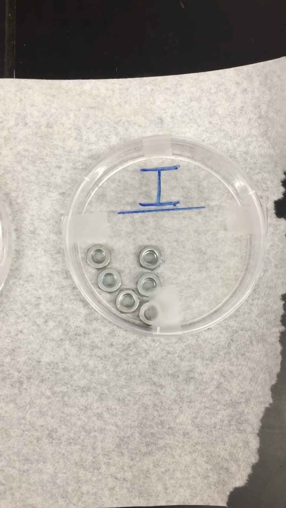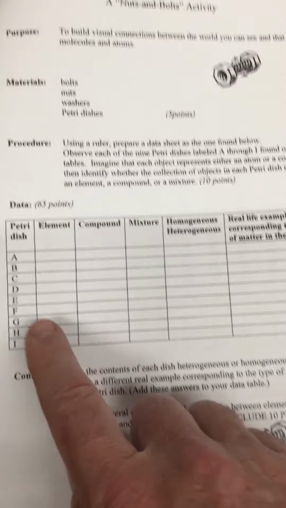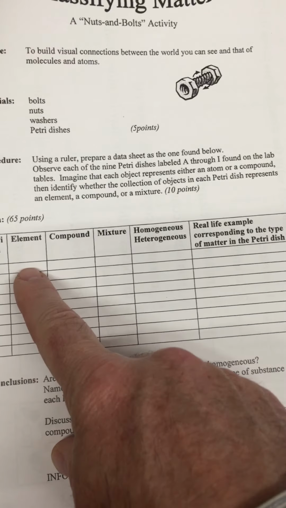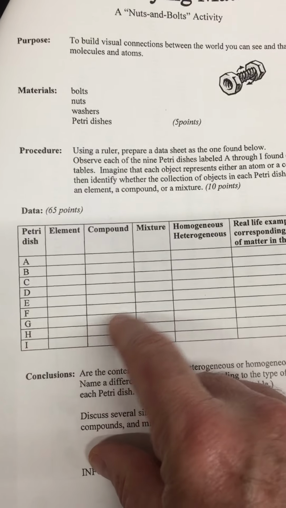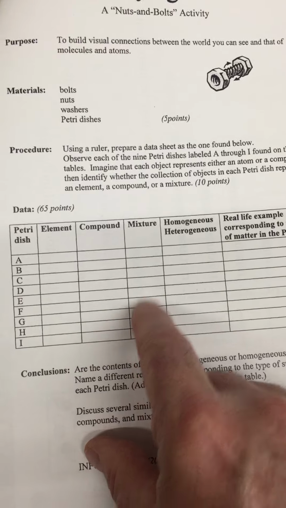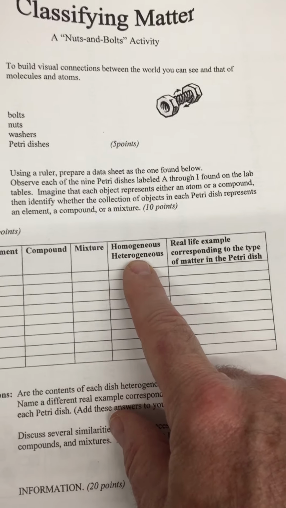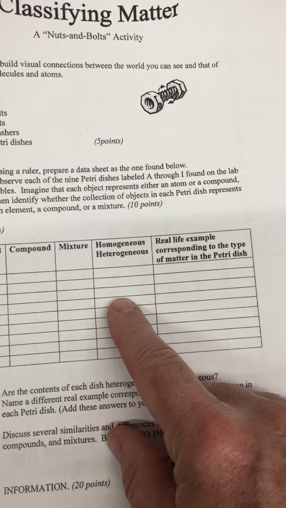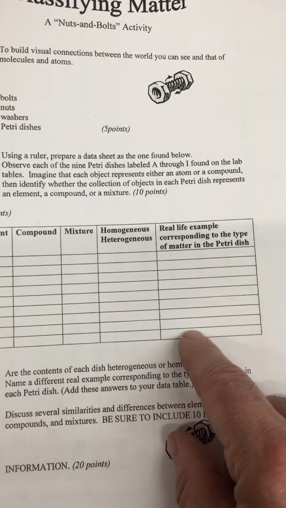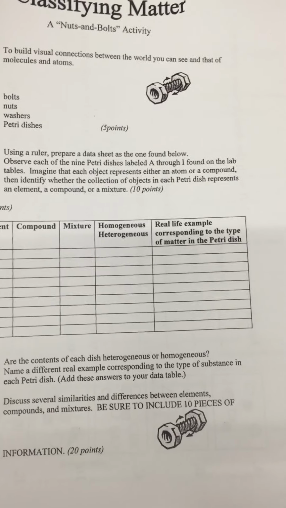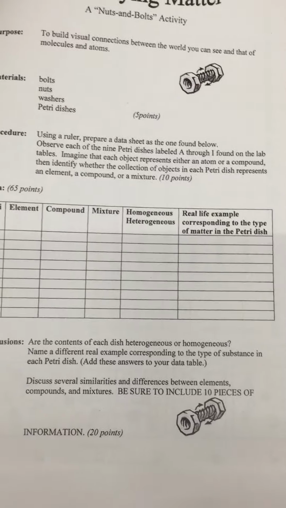You have to classify each of those according to your data table. Are they elements, compounds, or mixtures? They're not going to be both, so you're only going to have one check in each one of those for each of the Petri dishes. Okay? If it is a mixture, you choose homogeneous or heterogeneous, and in every case, you put an example of each, a real-life example, Kool-Aid or something like that.